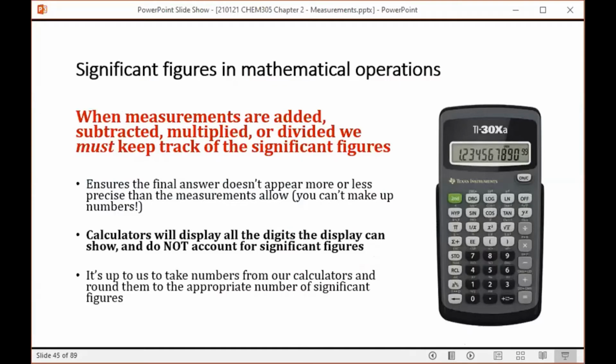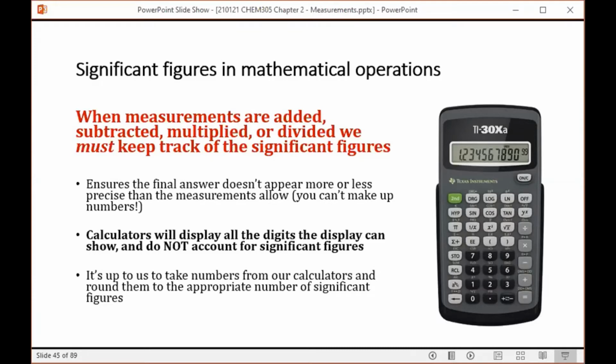So when we take measurements, numbers that have uncertainty, and we add them, subtract them, multiply or divide them, we have to keep track of the sig figs. And this is to ensure that the final answer doesn't appear to be more or less precise than the measurements allow. You basically can't make up numbers. You can't start out with a really imprecise measuring device, multiply a measurement you got from that device by 2 and come up with a really precise answer. It wouldn't be honestly representing that data.